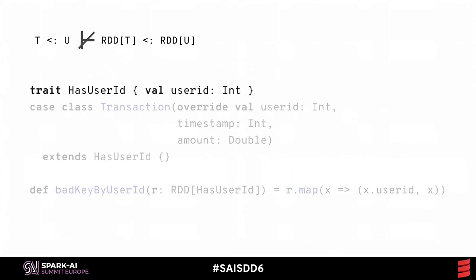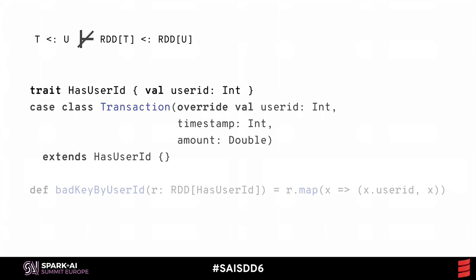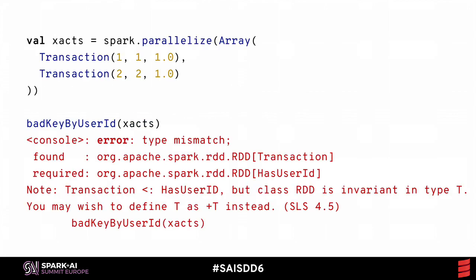So as a concrete example, if we have some type that we've implemented as a Scala trait called hasUserID for things that have a user ID, and we have some transaction class, and our transactions all have user IDs, we might want to write a function that operates on an RDD of anything that has a user ID. So anything that's a subtype of hasUserID. But we actually can't write it this way because we can't pass an RDD of transactions to this function that expects an RDD of hasUserIDs. In fact, if we pass this an RDD of transactions, this code actually won't compile.